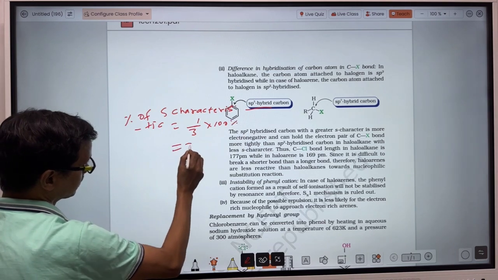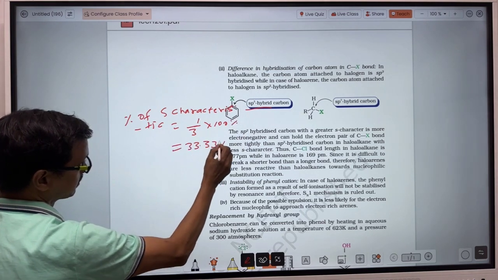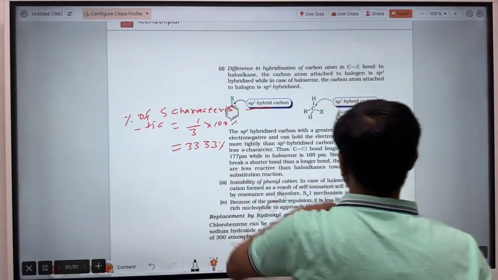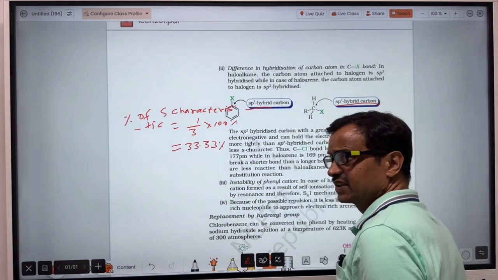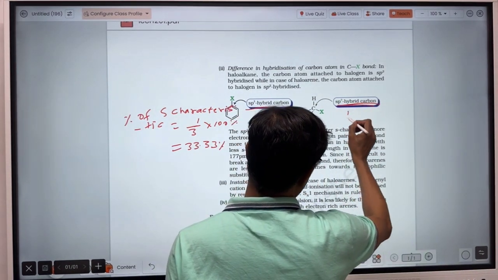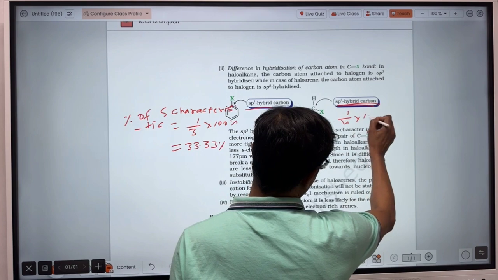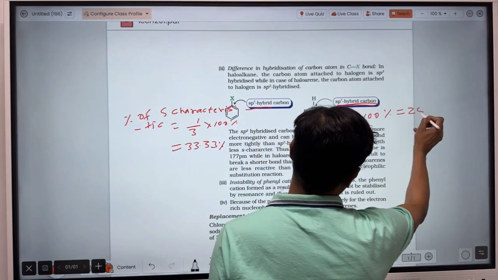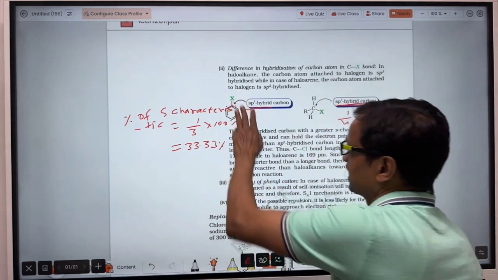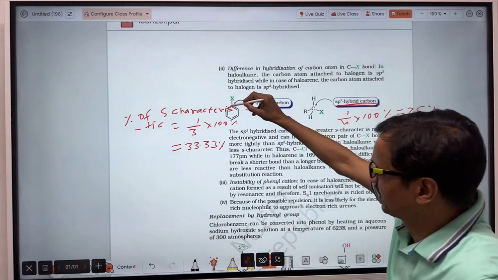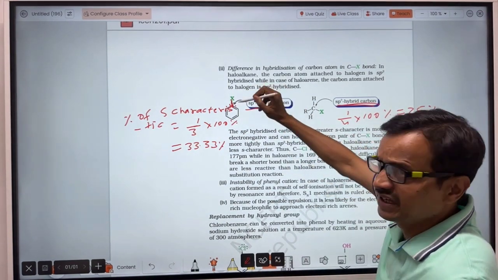That much percent, that is equal to 33.33%. Here in case of haloalkane, the percentage of s character will be how much? 1 s orbital and 4 hybrid orbitals, into 100. That is 25%. So the percentage of s character of the C-X bond is more in case of haloarene.